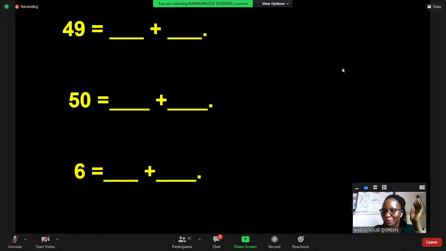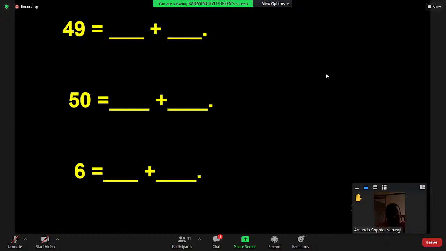Hand up. I'm seeing two people's hands are up. That is Laurel and Amanda. All right, let me start with Amanda. Amanda, can you tell us? 49, how can we expand it? How can we make it bigger?